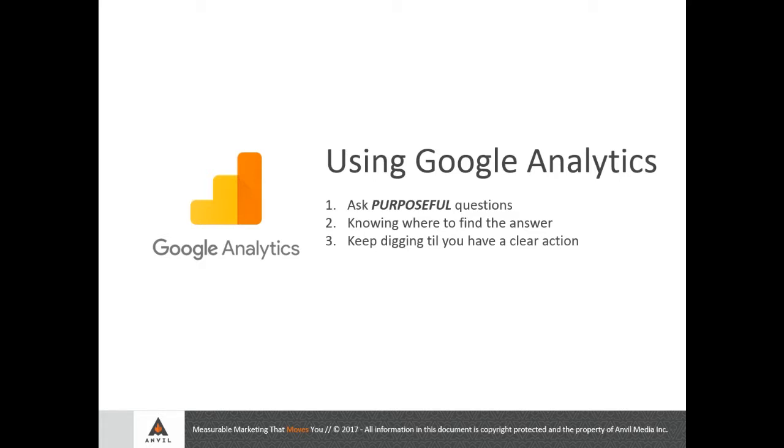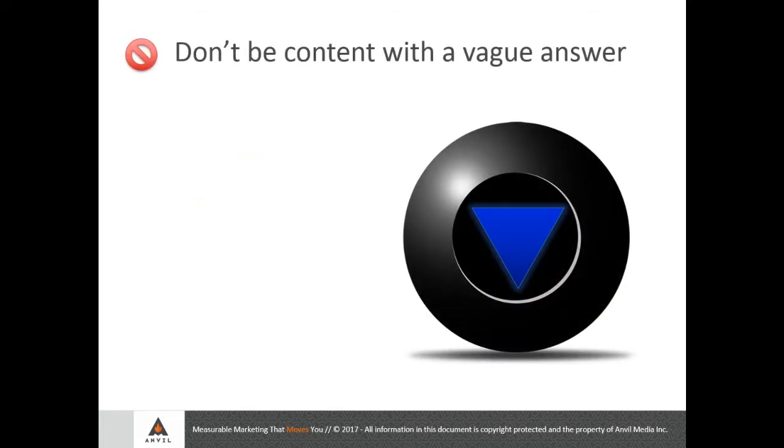So once you know where to find the answer, you've asked a purposeful question, you know what report to start in to dig down to find the answer to that question. The next step is to really keep digging until you have a clear action. So it's not good enough if you know, say, 35 to 44-year-old visitors are some of your most engaged users. You don't know why. You don't have anything to do with that. That's just information. It doesn't lend itself to taking action that's going to improve your website.